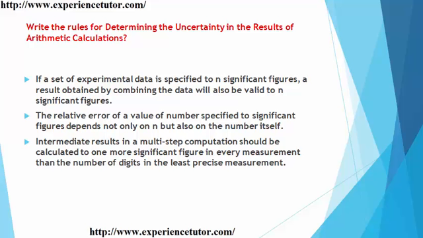Write the rules for determining the uncertainty in the results of arithmetic calculation. If a set of experimental data is specified to n significant figures, a result obtained by combining the data will also be valid to n significant figures. The relative error of a value of a number specified to n significant figures depends not only on n but also on the number itself. Intermediate results in a multi-step computation should be calculated to one more significant figure in every measurement than the number of digits in the least precise measurement.